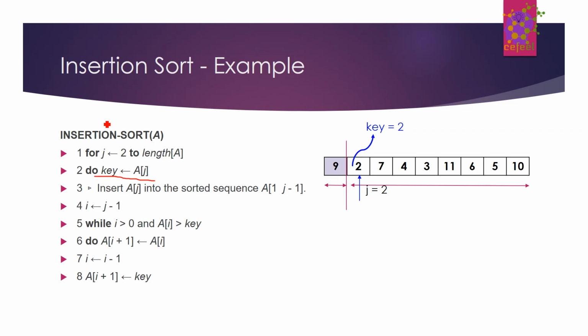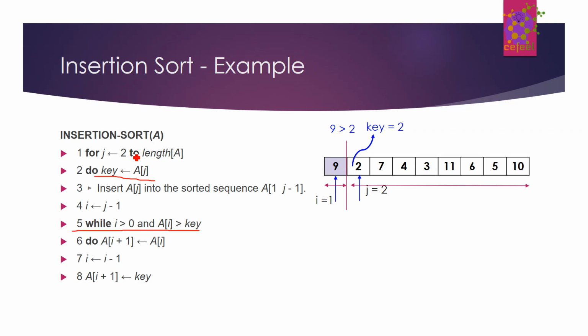So we take a variable i, which points to j minus 1, and then we decrement i until we reach the end of the array, and then finally insert the value key into its position. We now come to step 5, where we have while i is greater than 0 and A[i] is greater than key. i is already greater than 0 because its value is 1. So let's see if A[i], which is 9, is greater than key. In fact it is, 9 is greater than key 2.